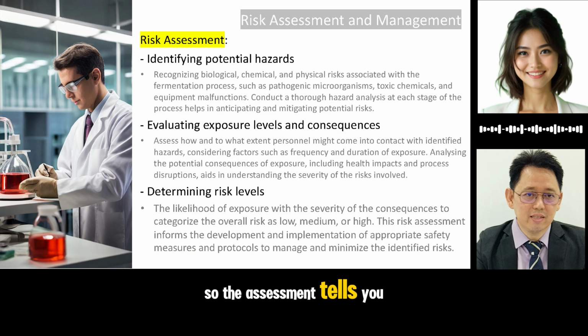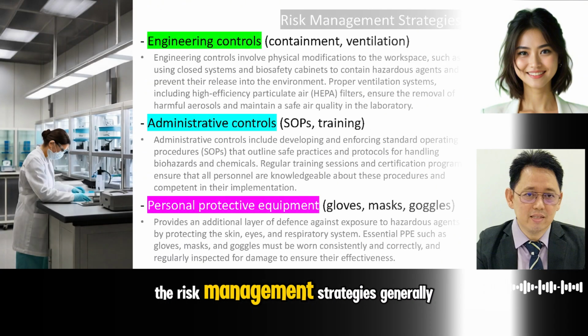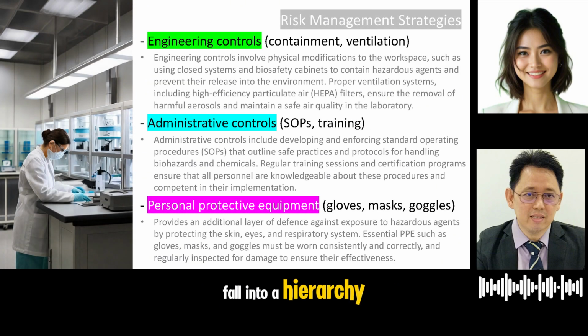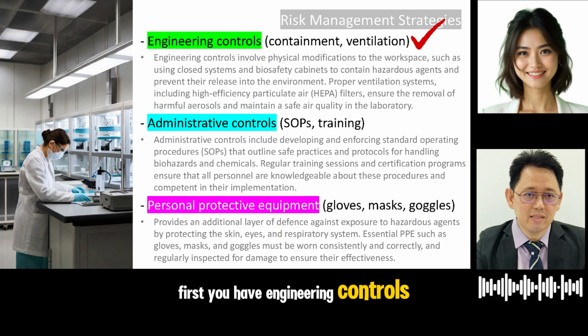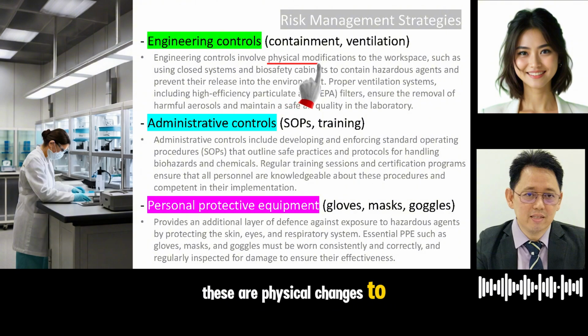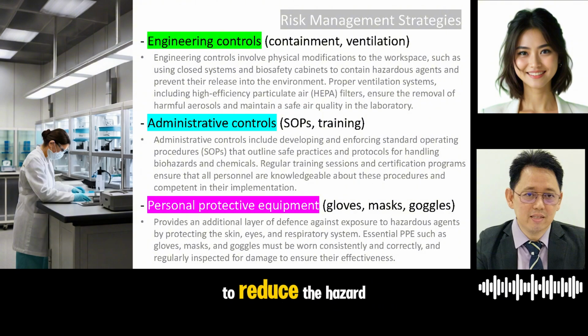Right. So the assessment tells you what to worry about. How do you actually manage those worries? What are the strategies? The risk management strategies generally fall into a hierarchy, often starting with the most effective. First, you have engineering controls. These are physical changes to the workspace or equipment to reduce the hazard.